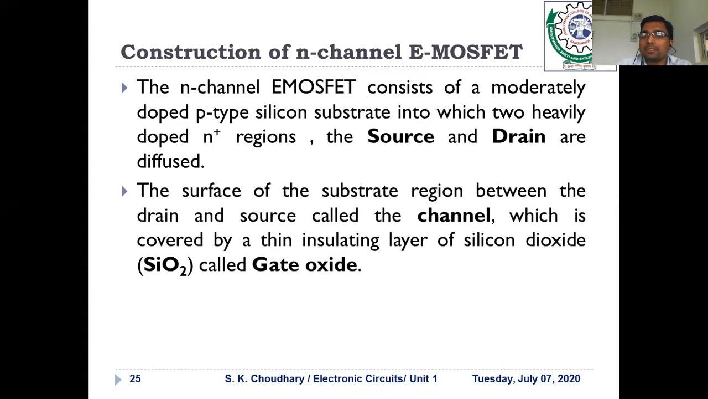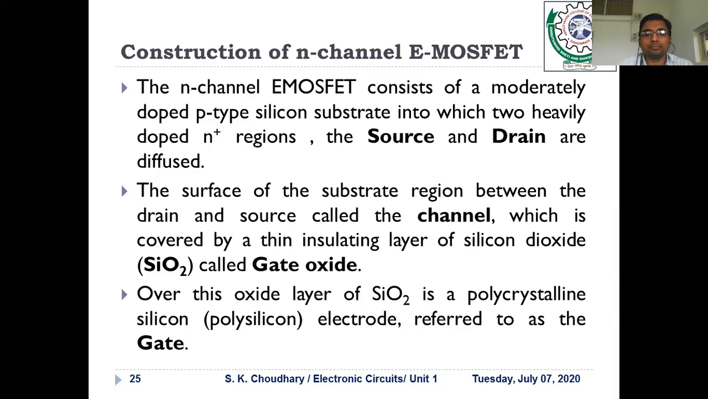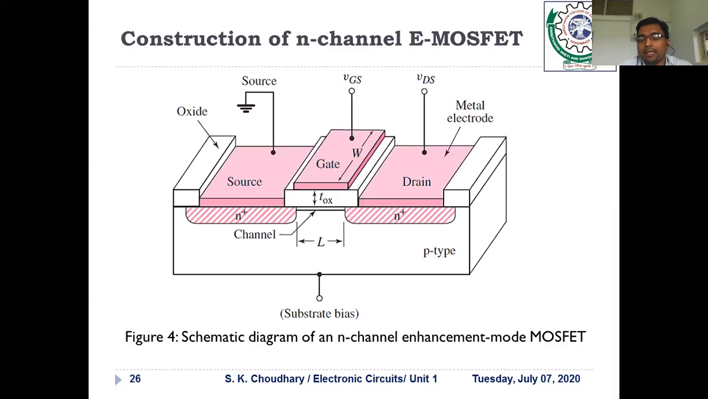The surface of the substrate region between the drain and source is called the channel, which is covered by a thin insulating layer of silicon dioxide, called the gate oxide. Over this oxide layer of SiO2, there is a polycrystalline silicon electrode that is referred to as the gate. So we will see in the next diagram the source, drain, channel and gate. Now you can see this diagram of the N-channel E-MOSFET.